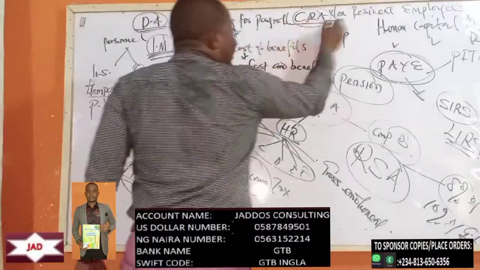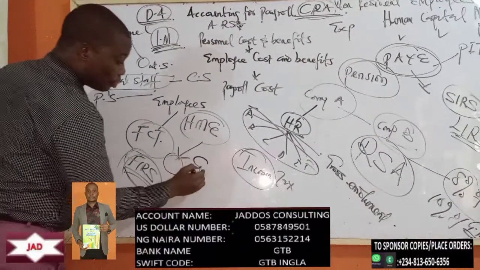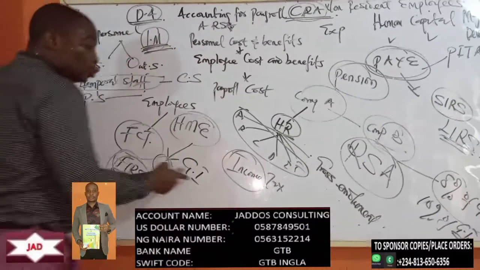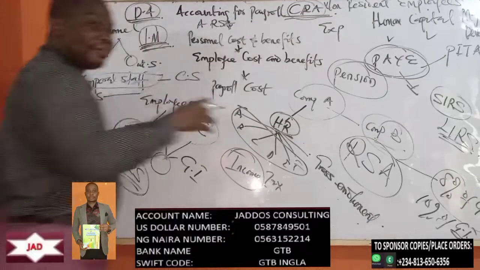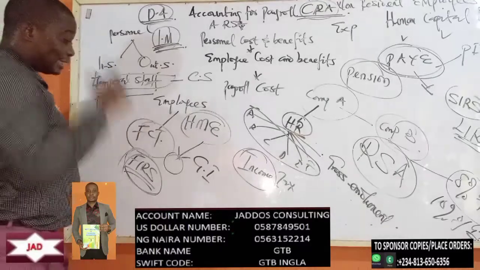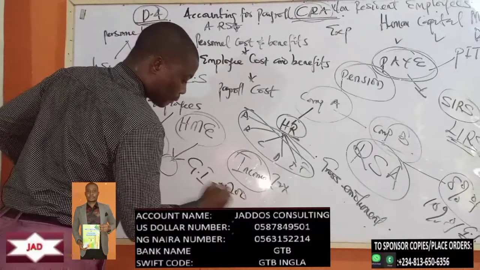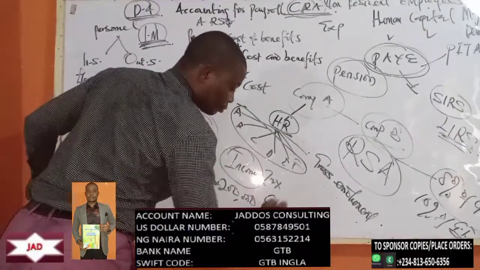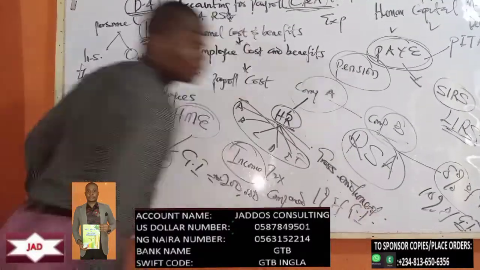Now, the Consolidated Relief Allowance here is saying that your gross emolument or your gross income, before you subject it to tax, must have a relief of some amount. That means you must take out some amount from it before you subject it to tax. So what we're saying is that you're going to have to say, okay, your gross income, we have 200,000 naira, okay? You compare it to 1% of your gross income, okay?